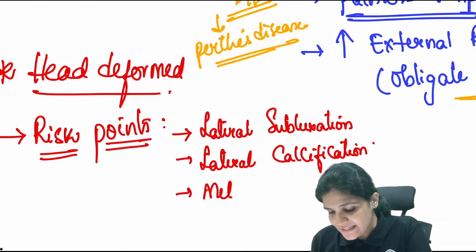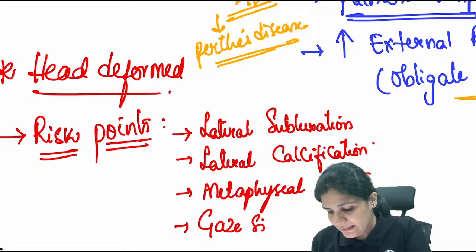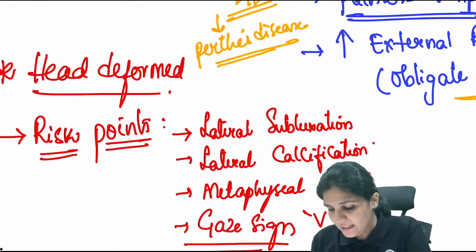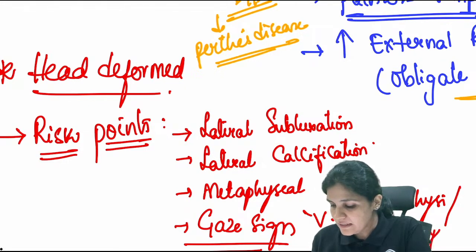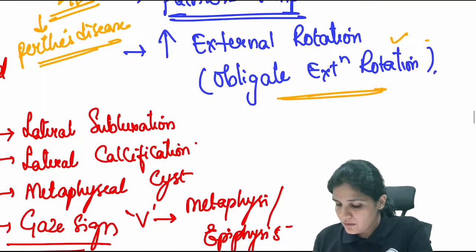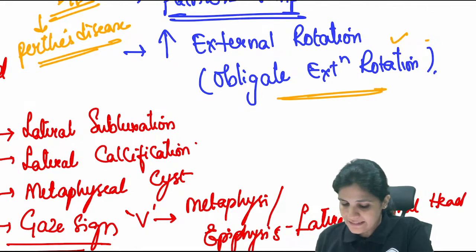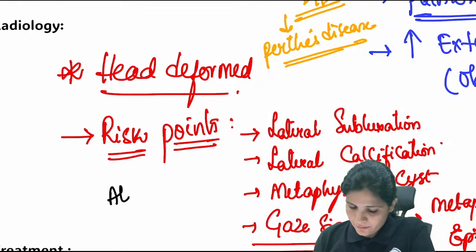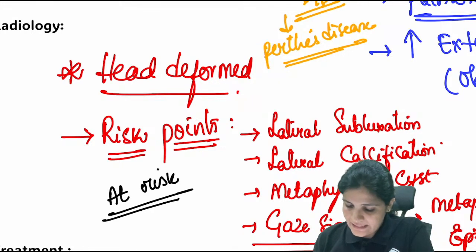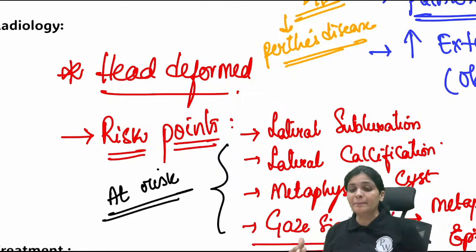or a metaphyseal cyst, or you can see a gage sign. Gage sign is something in V shape in metaphysis and epiphysis of lateral head. So these are called the at-risk signs. Means these are the signs where you can tell the patient may land up in Perthes disease, right?